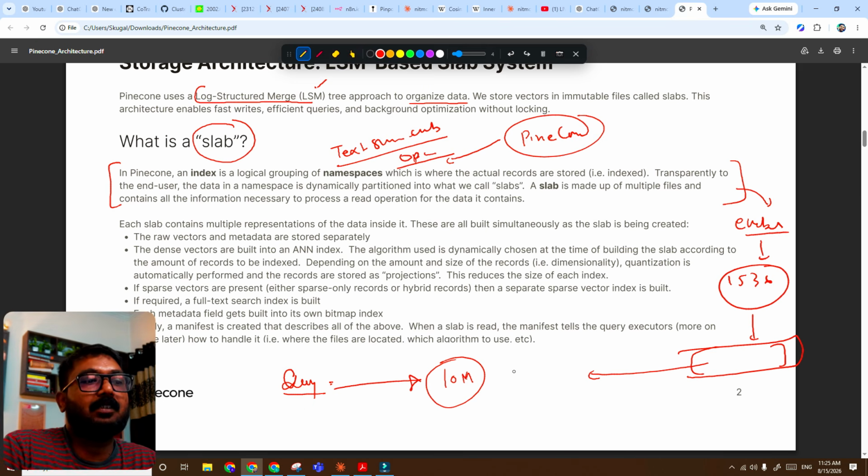But that's what they are trying to build slabs for. So now here the concept comes of, let's say, vertical partitioning and horizontal partitioning of a database, sorting of a database, replication of a database. That kind of thing comes over here in Pinecone.